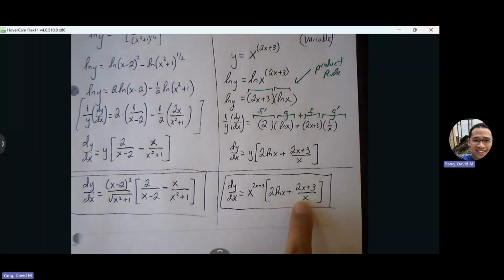Any variation of this answer is fine. We just need that y to be converted back in terms of x.